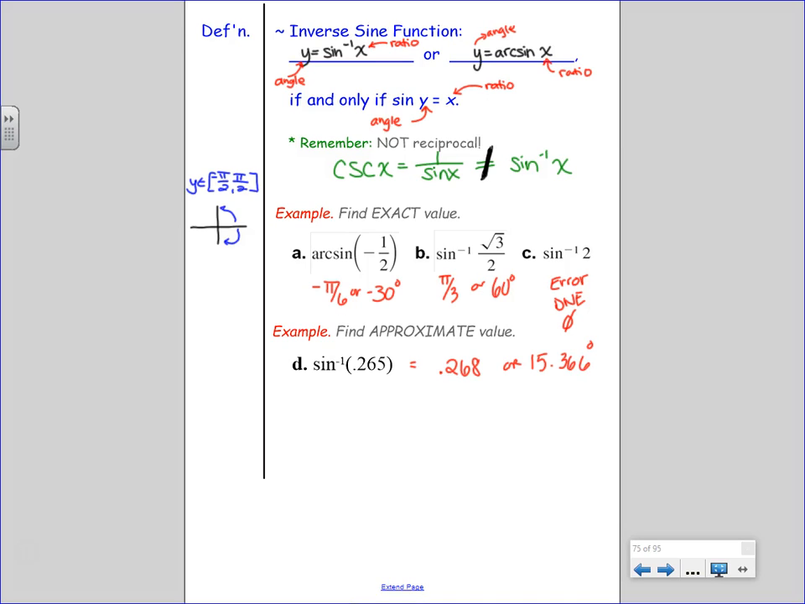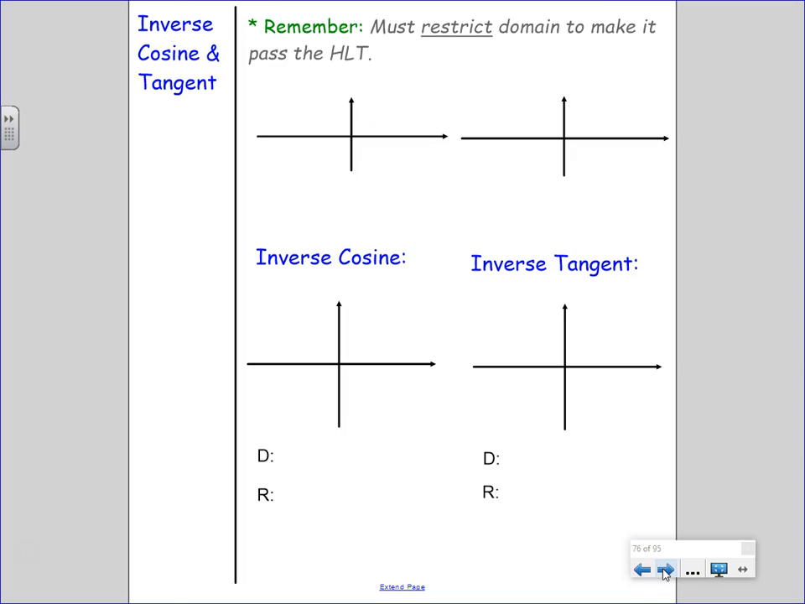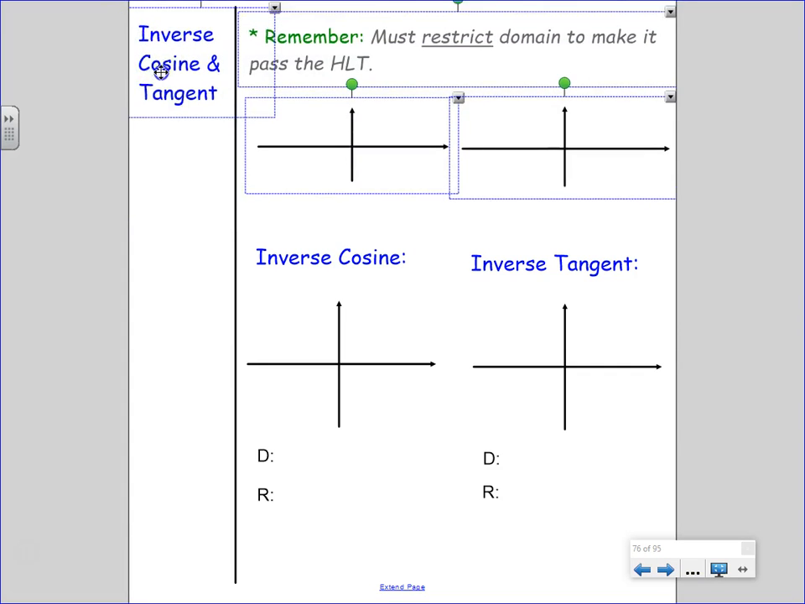Radians or degrees? You guys back them both up? We're good? Okay, let's keep going. You've got to get through cosine and tangent, but you guys got the idea of sine. Isn't that how we did graphing too, though? We started with sine, then we built on it?